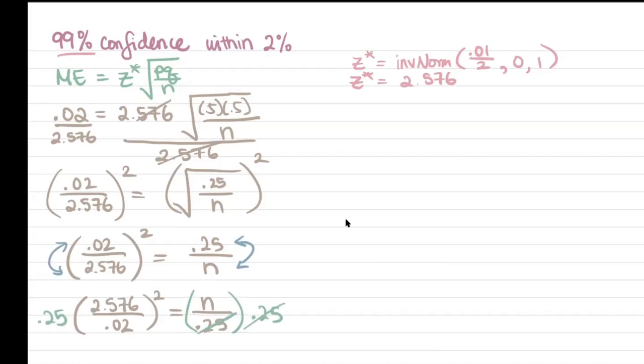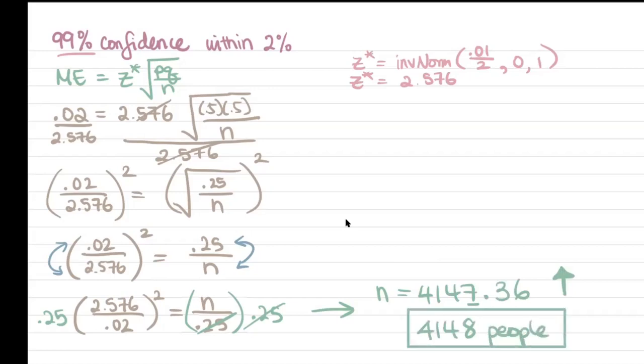So I would do 0.25 times parentheses 2.576 divided by 0.02, and square it. And then this gets you n is 4147.36. But remember, you always need to round up to the nearest whole number. So this 7, I'm going to round up to 4,148 people. And that is your final answer.